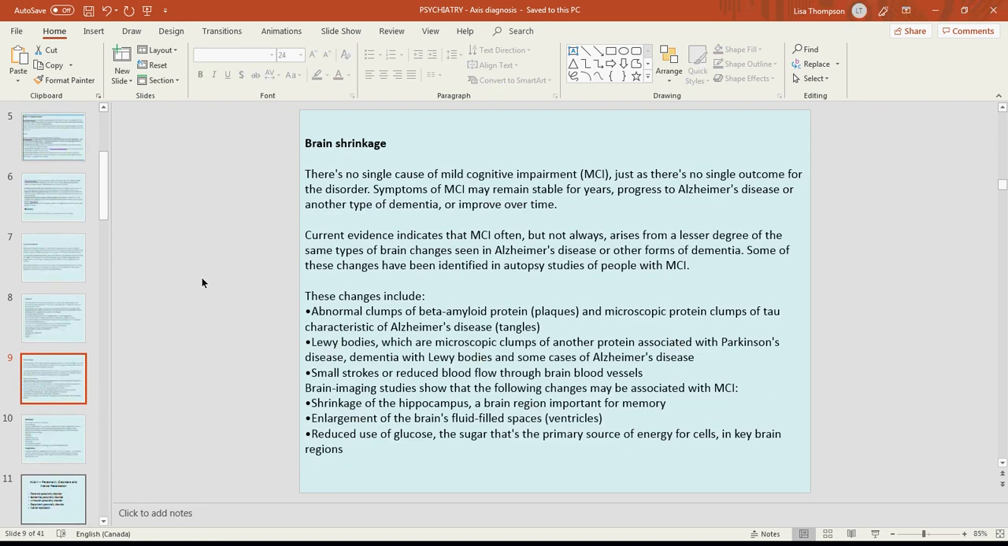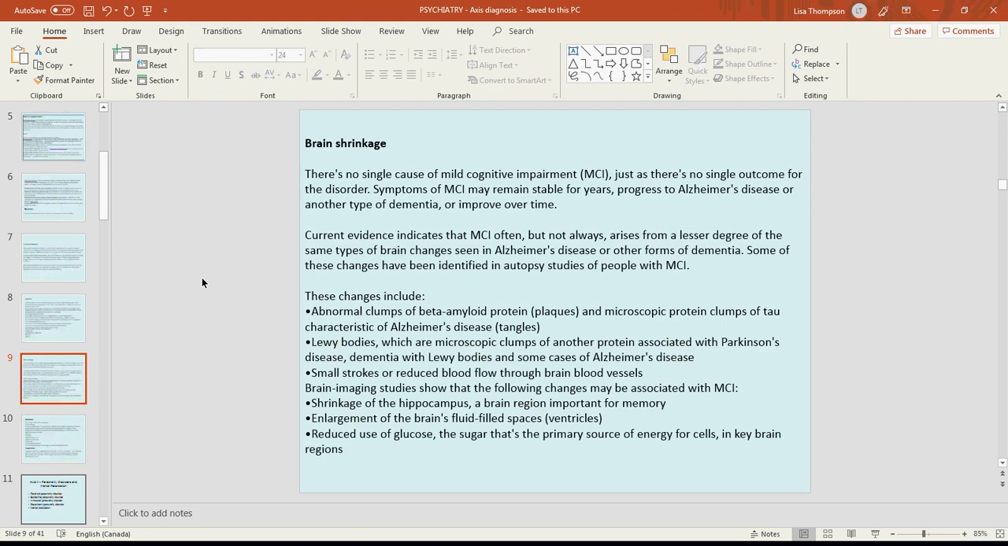Causes. There's no single cause of mild cognitive impairment, just as there's no single outcome for the disorder. Symptoms of MCI may remain stable for years, progress to Alzheimer's disease or another type of dementia, or improve over time. Current evidence indicates that MCI often, but not always, arises from a lesser degree of the same types of brain changes seen in Alzheimer's disease or other forms of dementia.